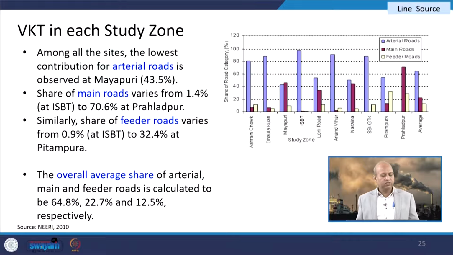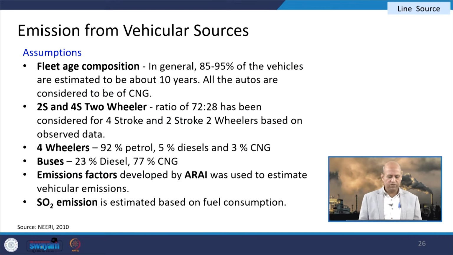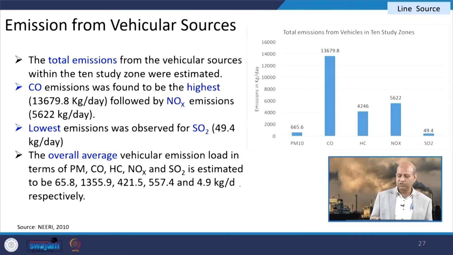Okay. Now if you see the vehicle kilometer travelled, VKT, in each study zone, for each category of vehicle this VKT has been taken into account from different reports, and those counts of vehicles plus these VKTs, and then emission factors have been used for emission estimations. So you can see the fleet age composition has been considered, 2-stroke, 4-stroke, 2-wheeler ratio have been considered, then emission factors from ARAI have been used, and the emissions have been estimated.